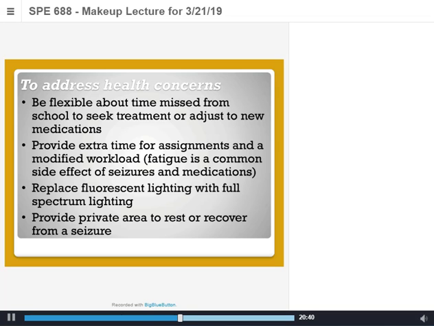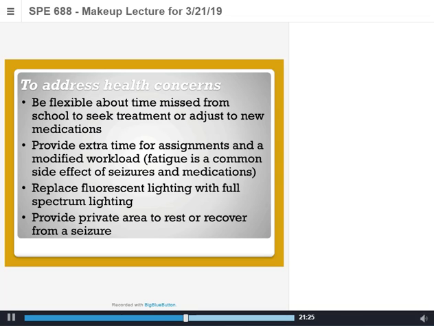To address their health concerns, we need to make sure that we're flexible about time missed from school, and understand that they're going to need time to go for treatment and adjust to new medications. We might often need to provide extra time for assignments or even a modified workload, because fatigue is very common in this population. Some people are very sensitive to fluorescent lights. They have a little flicker, and if a person has epilepsy, that might trigger some seizures. So sometimes it's better to not have fluorescent lighting in the classroom, but to have regular full spectrum lighting or regular light bulbs in the class.